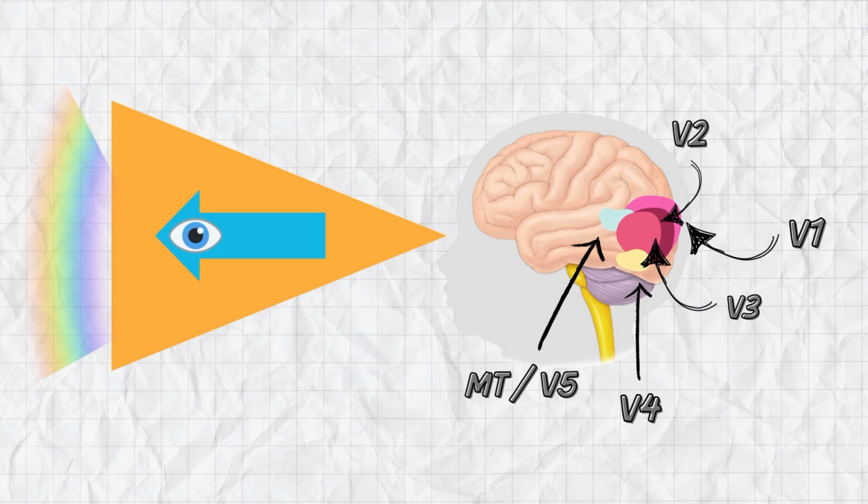V2 is the secondary visual cortex and receives information from V1 and passes it along to V3 and V4. V3 plays a role in processing motion and color sensitivity. V4 is very responsive to color and part of the ventral processing stream. V5 contains cells that are highly sensitive to motion.